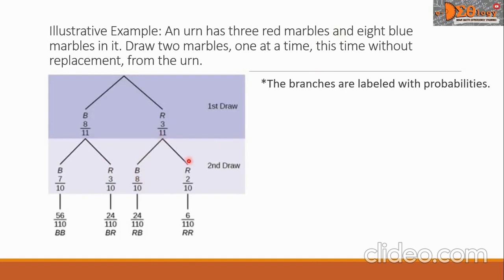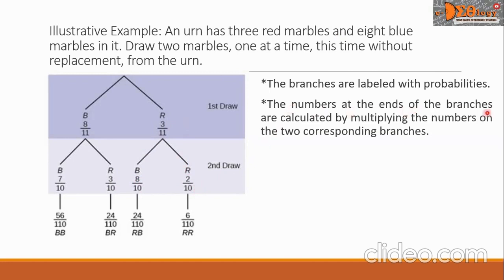The second branch represents the probability of taking another red marble. So from 3 marbles total, we assume that the red marble is already taken, so that is 3 minus 1, which is 2 over 10. The numbers at the ends of the branches are calculated by multiplying the numbers on the 2 corresponding branches. Here is one probability, 56 over 110, and this represents BB.